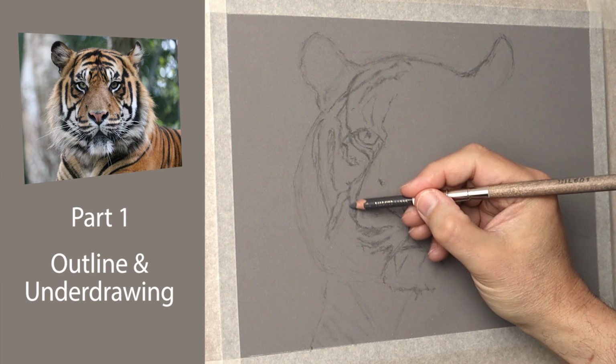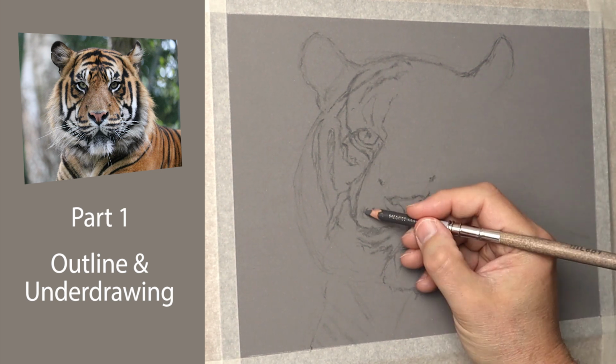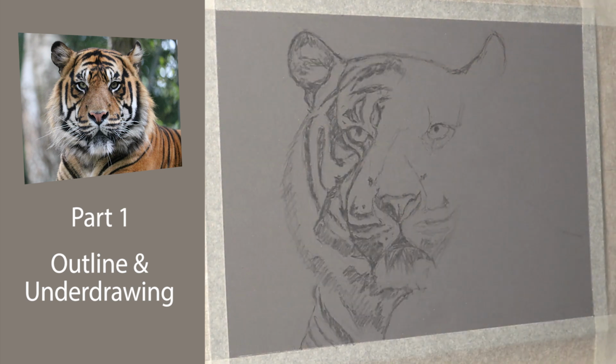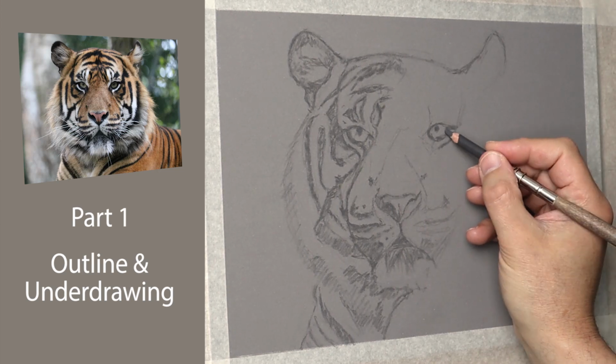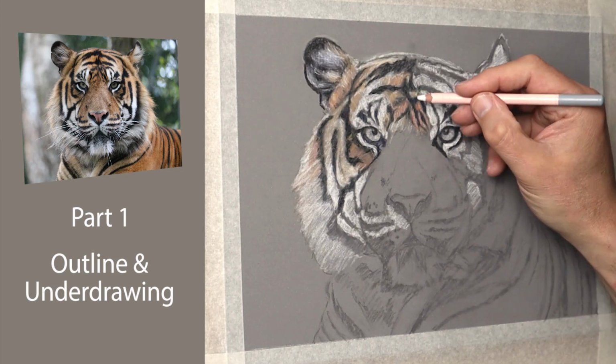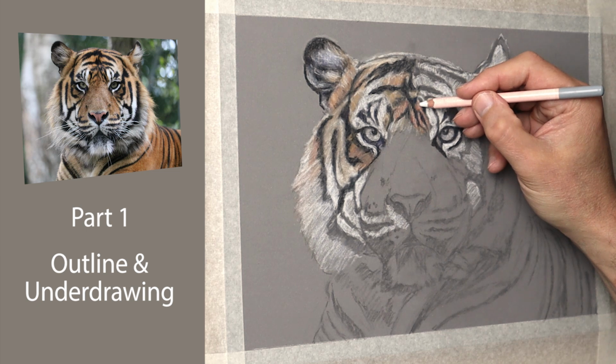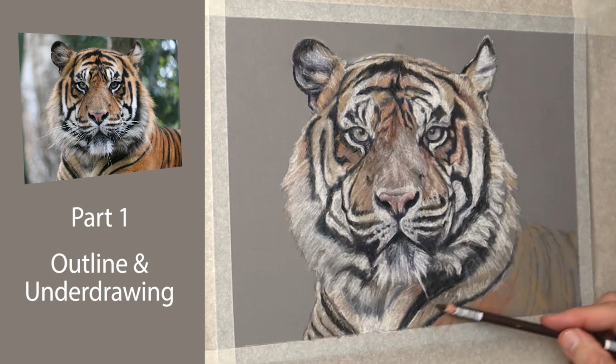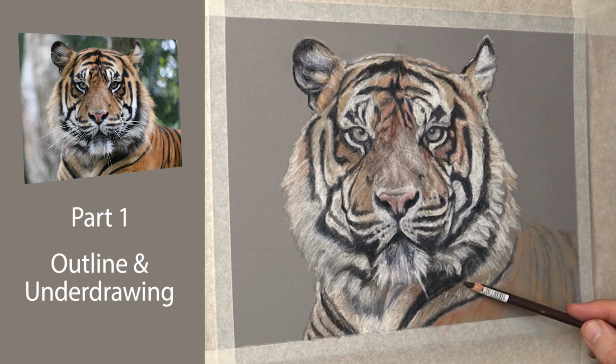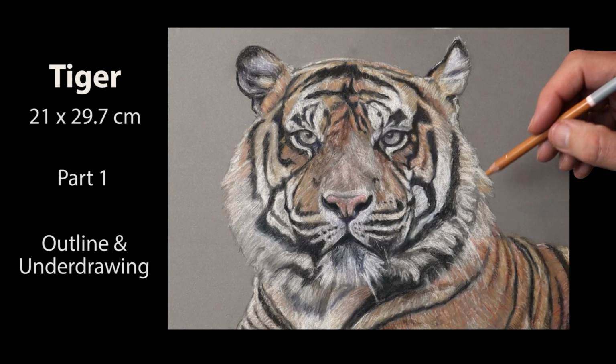In this video, part 1 of my tiger pastel painting, I discuss how I create the outline and the underdrawing. Be sure to watch it right through till the end, because here and there I'll be slowing things down in real time so you can take a closer look. So let's dive in and take a look.